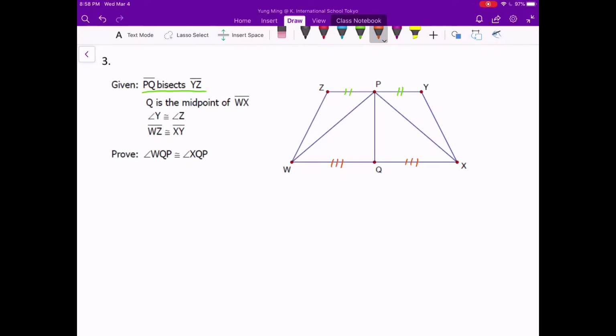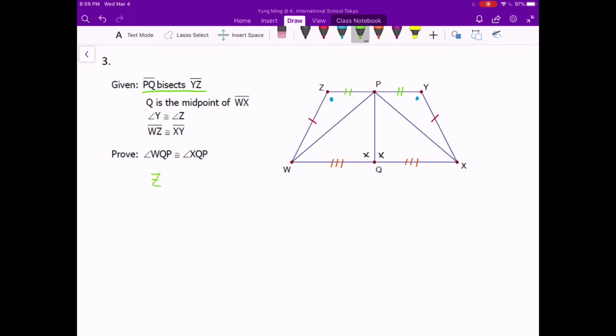And next you have angle Y equals angle Z. Angle Y is equal to angle Z, like this. And lastly, you have WZ equals XY. Here's your WZ, here's your XY. We are going to prove angle WQP is equal to angle XQP. Okay, so that's what we're going to prove right here. Okay, these 2 angles are to be proven to be the same.